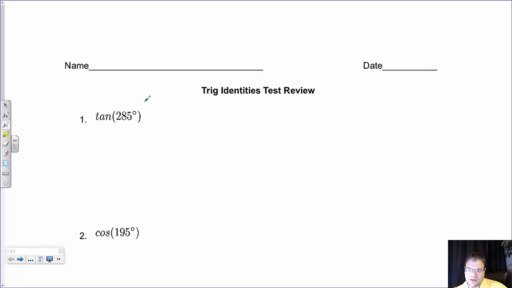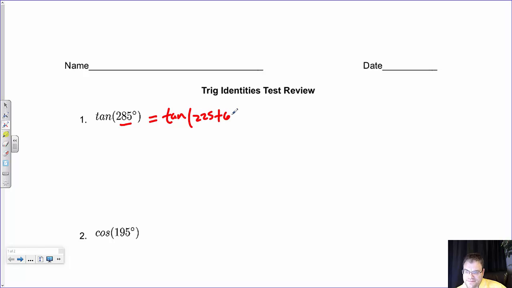Okay, we're going to take a look at this Trig Identities test review. This one's going to be pretty fast, I think. So this is tangent of 285. A couple ways you can do this, but we know that 285 is not in our unit circle, so I'm going to take two angles that can be added or subtracted to make 285.